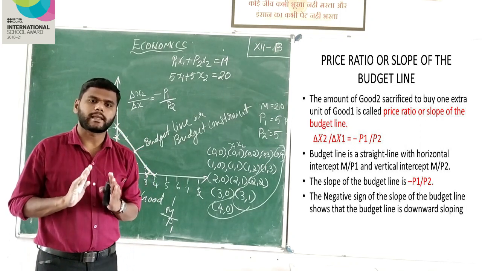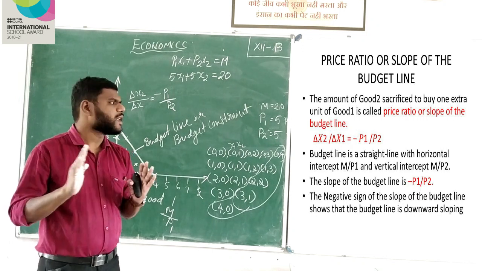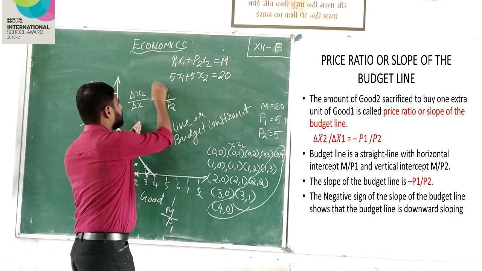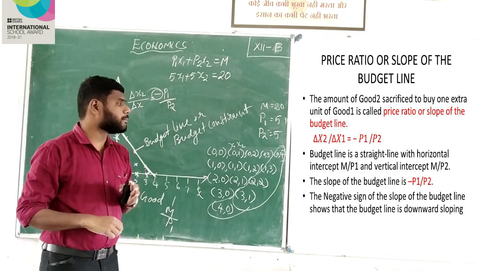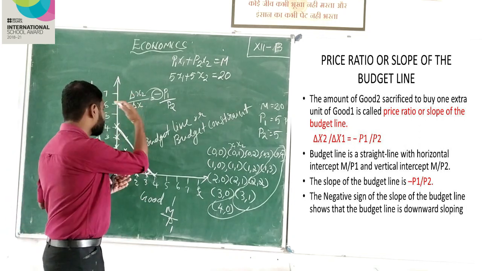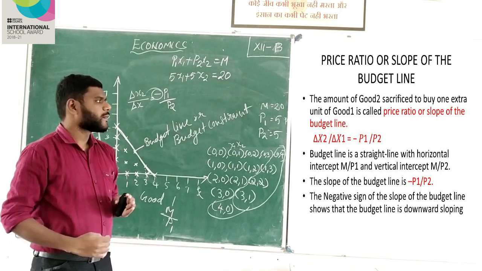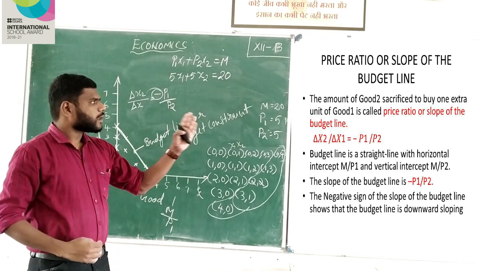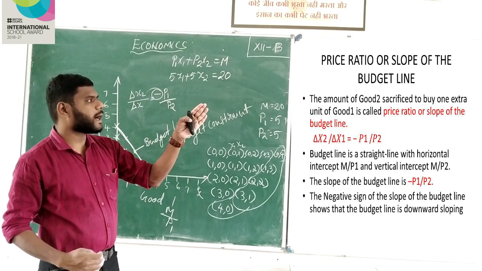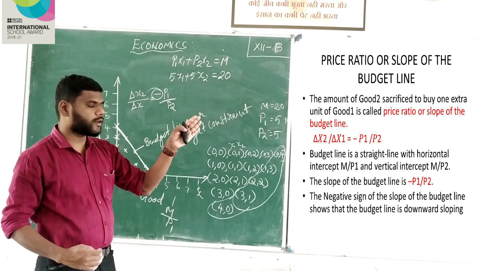It purely depends upon the price level. That is known as the slope of the budget line. And what does the minus sign imply? The minus sign implies that the budget line is downward sloping. So here, the amount of good 2 sacrificed to buy an extra unit of good 1 is called the price ratio or slope of the budget line.